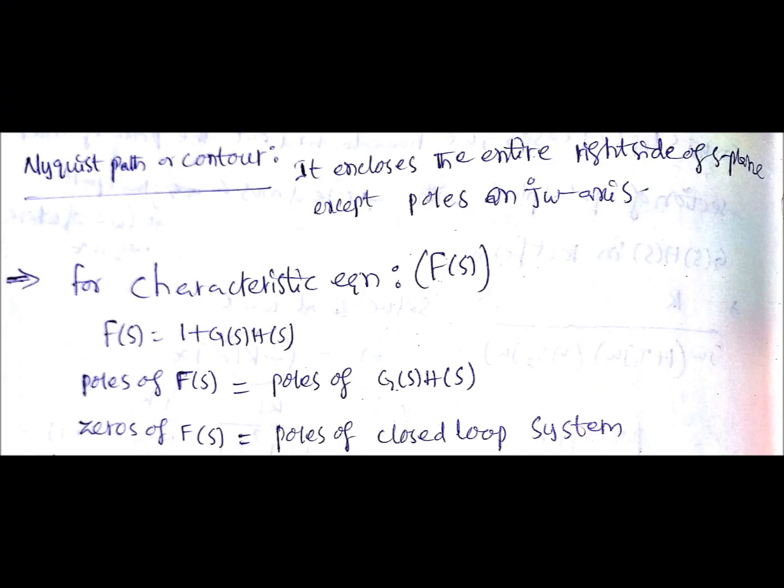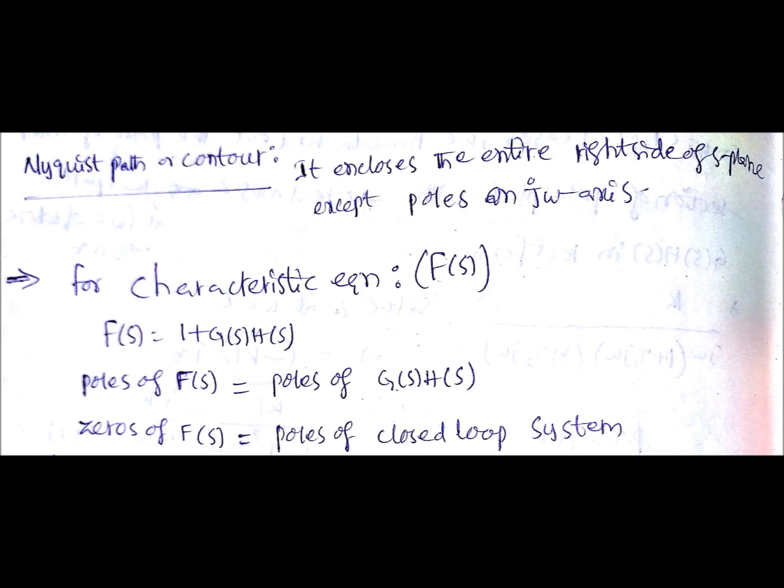What is meant by the Nyquist path contour? It is the contour which encloses the entire right side of the s-plane, except poles on the j omega axis. This is the general definition. Using this contour only, you are going to draw the Nyquist plot for a given system. We will see how we get the Nyquist plot with this contour.